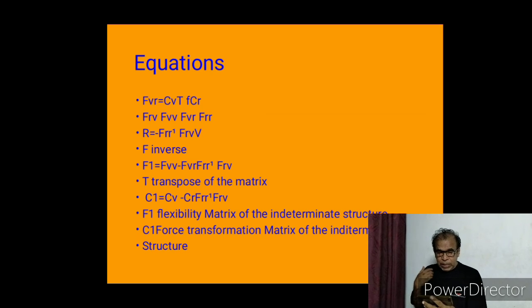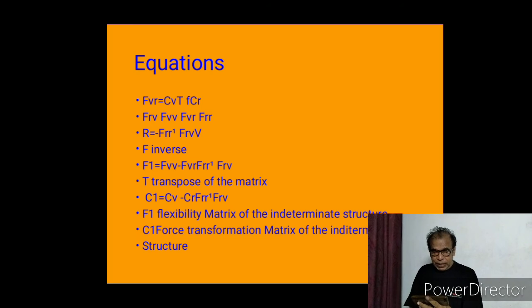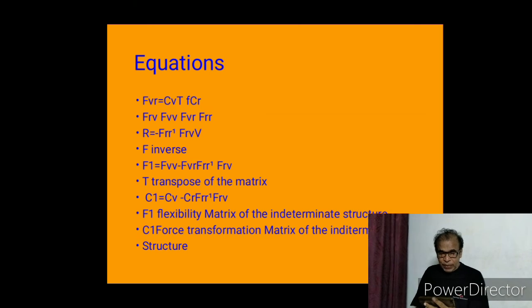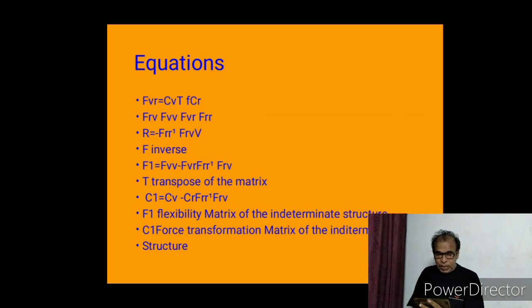About sign convention and indeterminacy determination, we can study in a separate class. Now, if you know, here R is equal to minus FRR inverse FRV. FRR, here FRR raised to minus 1 is written, but it is inverse. F1 is equal to FVV minus FVR FRR inverse FRV. T is the transpose of the matrix.